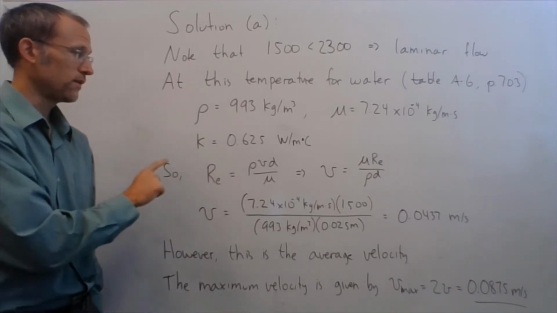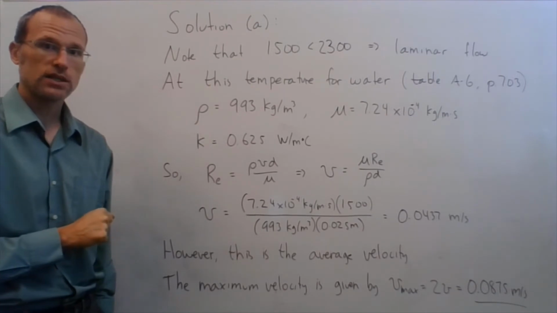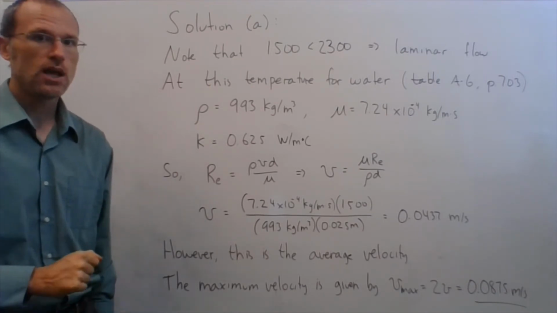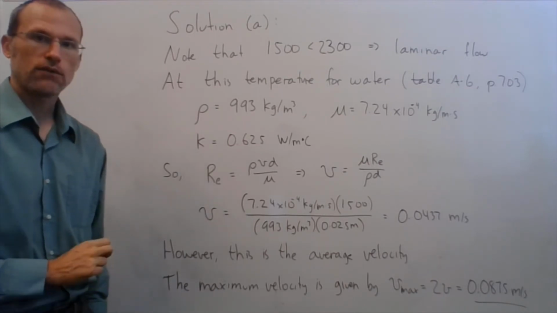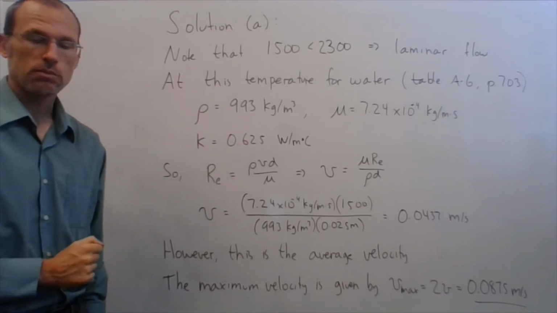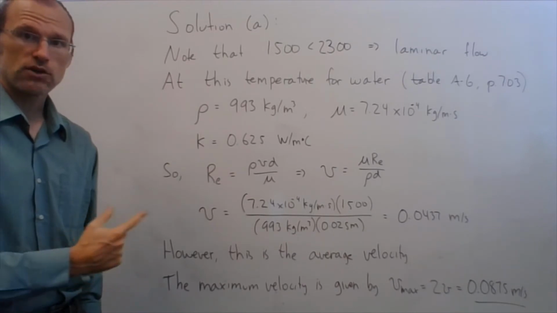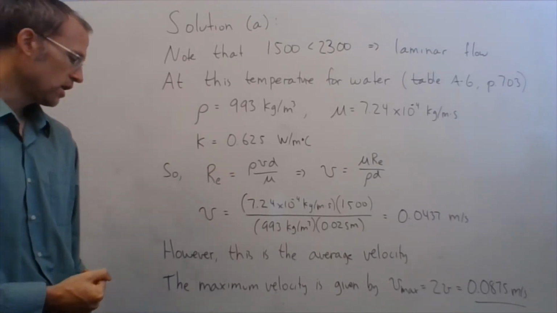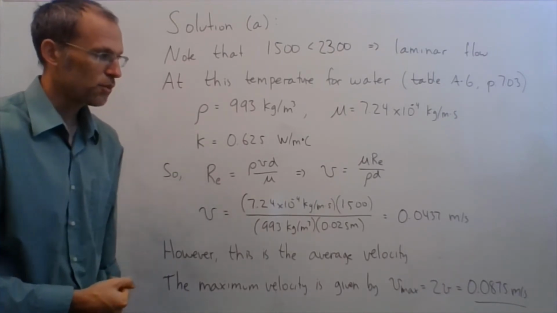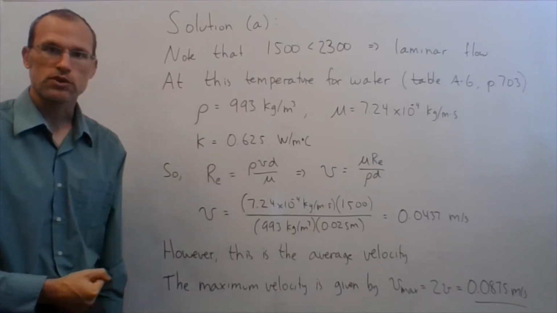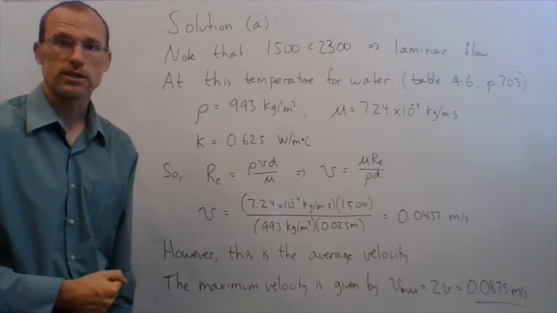Now, in this equation for Reynolds number, that velocity is the average velocity, and I'm looking for the maximum velocity. It turns out that for laminar flow through a pipe, my maximum velocity down the center line is twice the average velocity. So to find the maximum velocity, just multiply that by 2, and we get 0.0875 meters per second as the maximum velocity in this case.